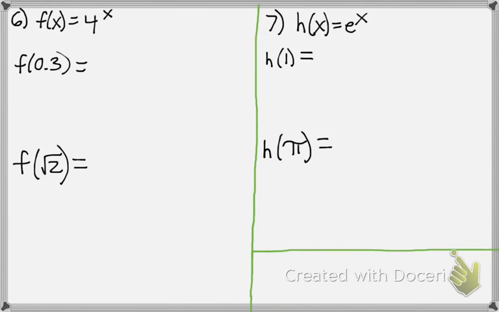For 6 and 7, it says use a calculator to evaluate the function at the indicated values, and then round your answers to 3 decimal places. So essentially on these problems we have functions and values that they want us to plug in. So for number 6, f of 0.3, they want us to plug in 0.3, and we should get 1.516.